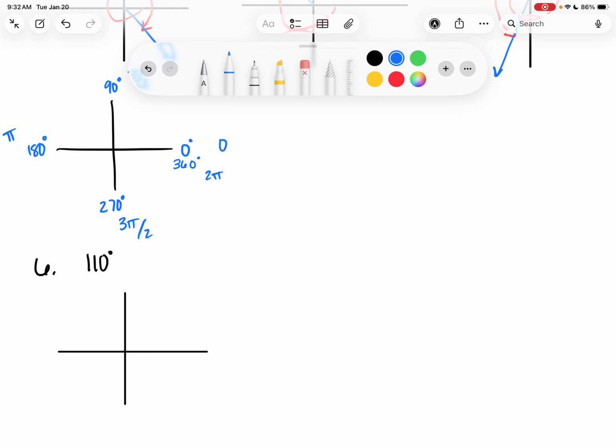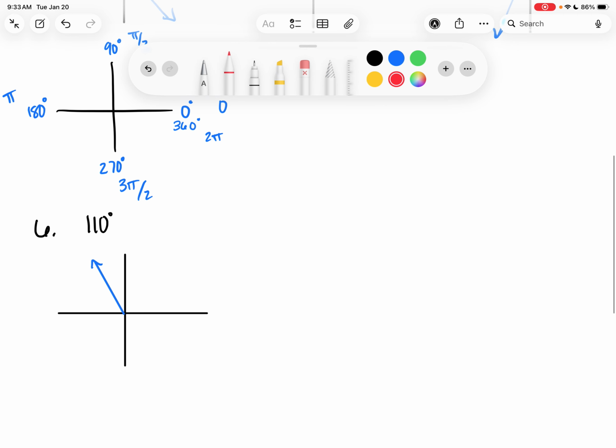I know that to here is 90 degrees, and then there's 90 more degrees over here. So it's just a little more. This is 20 degrees more, so that means that my actual angle is going to be somewhere in here. And basically, to draw it, I go from here to here.